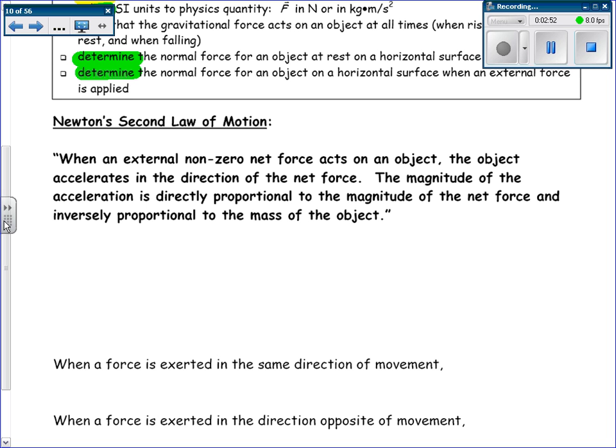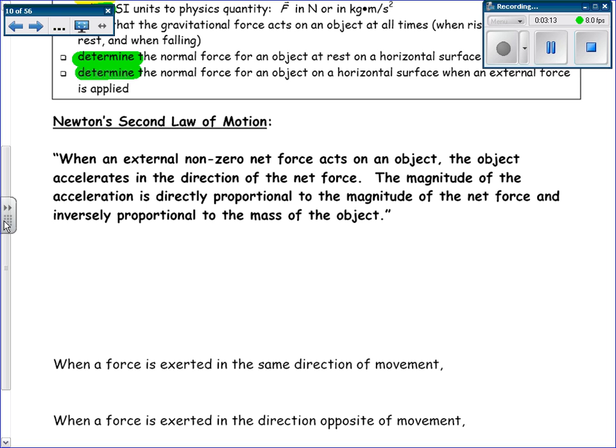So Newton's second law of motion says that when an external non-zero net force acts on an object, the object accelerates in the direction of the net force. The magnitude of the acceleration is directly proportional to the magnitude of the net force, and it's inversely proportional to the mass of the object.